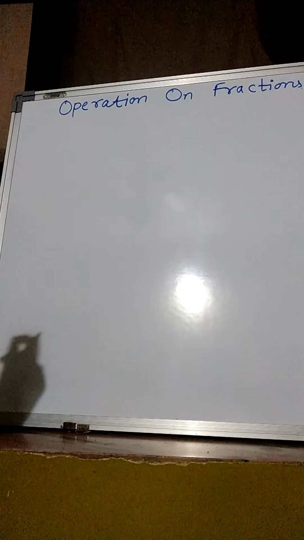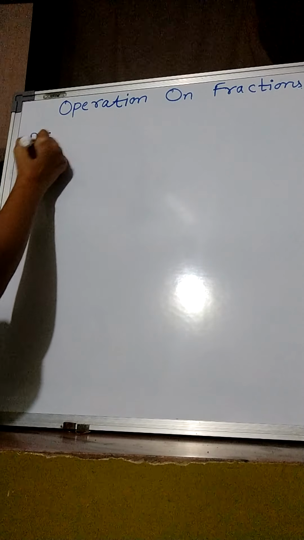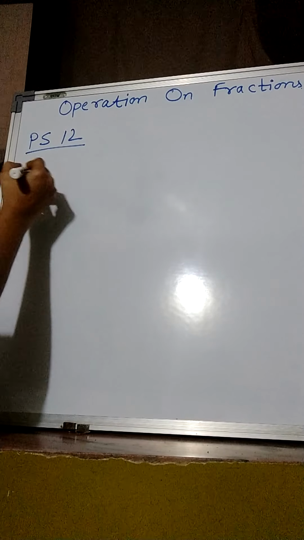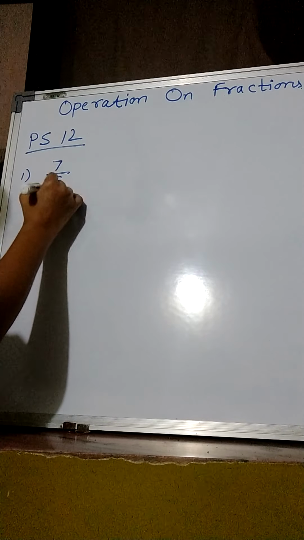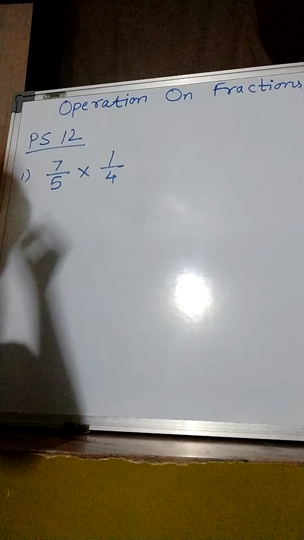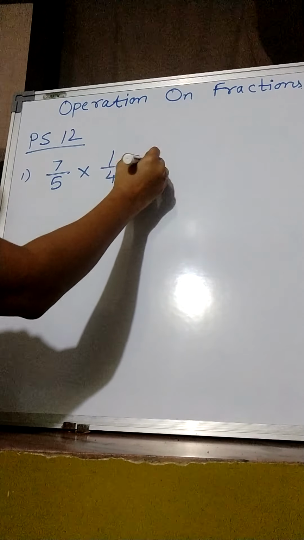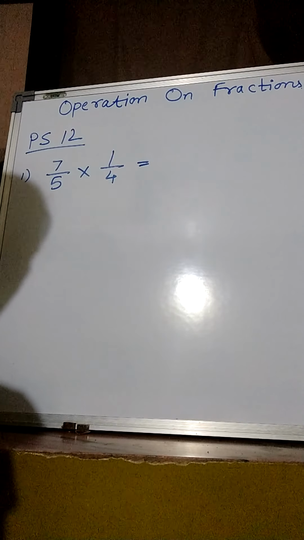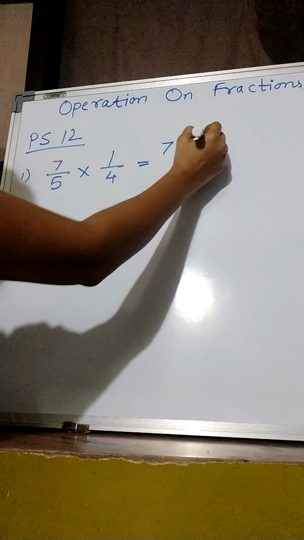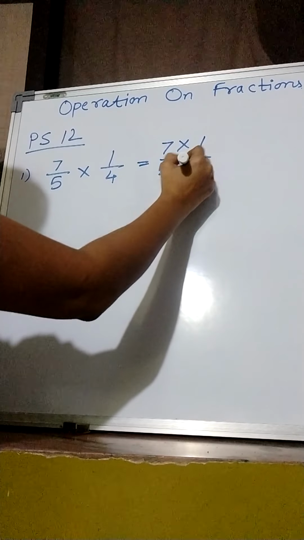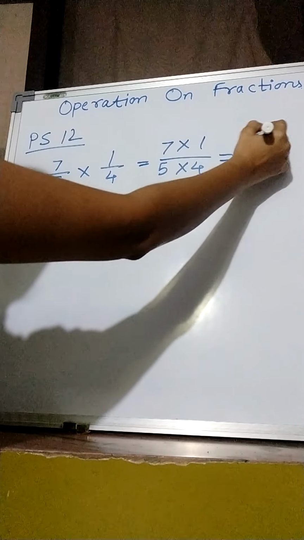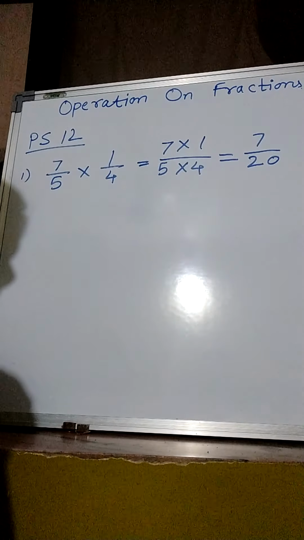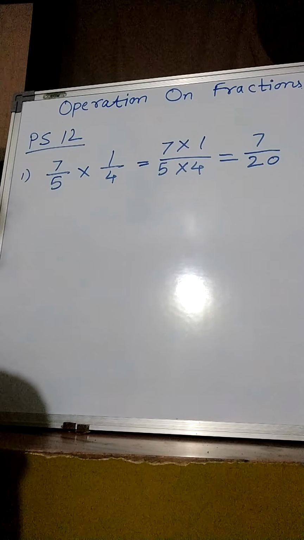I am taking the first one. 7 upon 5 multiplied by 1 upon 4. As I told, multiply your numerator with numerator and denominator with denominator. 7 into 1 upon 5 into 4. 7 ones are 7, 5 fours are 20. Your answer is 7 upon 20.